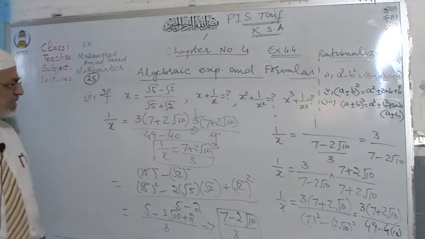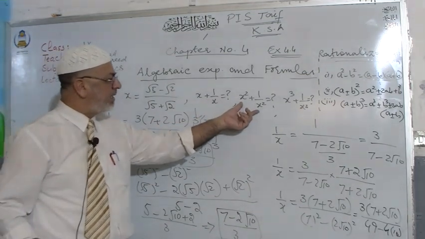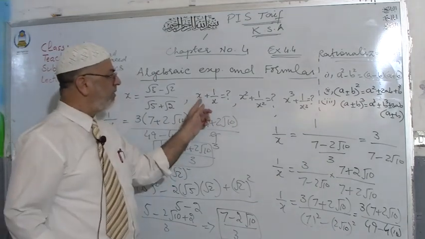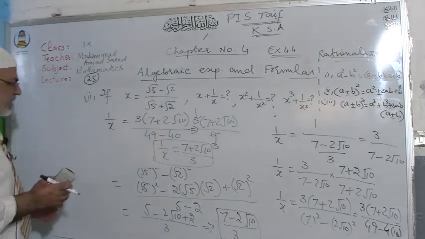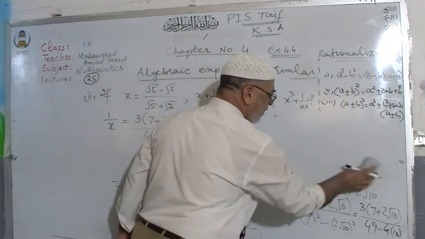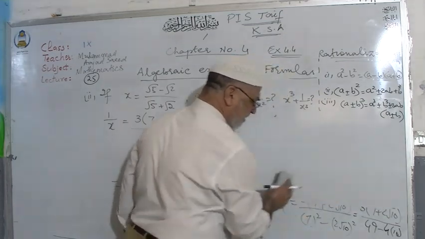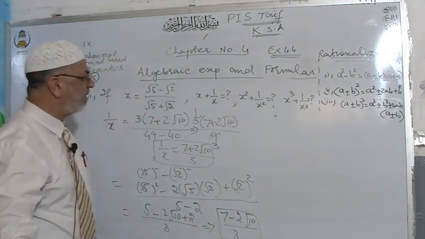Now this is the time to add them, to take the square and take the cube of the first, and then you will find the correct answer. So first of all we have rationalized x, then we have found the value of 1 over x, and at the end I am going to add them.